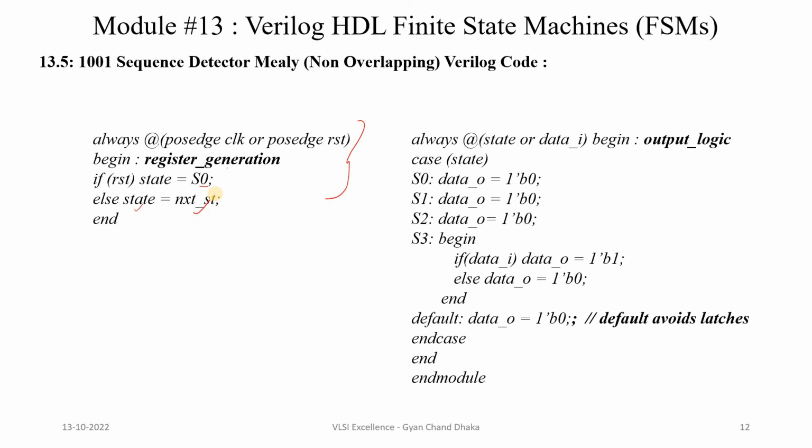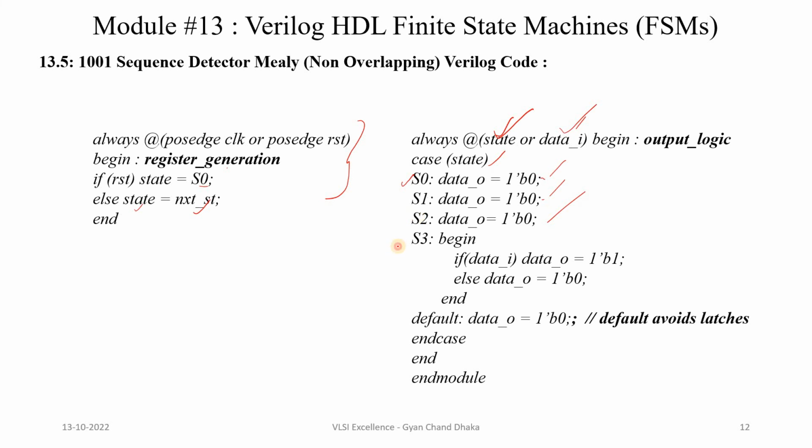So this is the output logic. Now the output logic is going to depend on both present state and the input. I hope it is very much clear, because this is a Mealy type of FSM, and in Mealy type of FSM the output depends on both present state and the input data. So if our present state is S0, S1 or S2, whatever the data is, the output of the FSM is going to be 0.